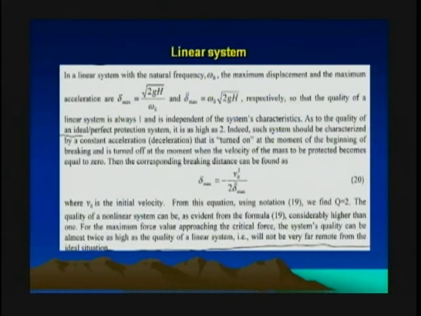Indeed, such a system should be characterized by a constant acceleration that is turned on at the moment of the beginning of the braking, and is then turned off at the moment when the velocity of the mass to be protected becomes equal to 0. Then the corresponding braking distance can be determined as this formula says. From this equation, we find that Q is equal to 2. The quality of a nonlinear system can be, as evident from this formula, considerably higher than 1.